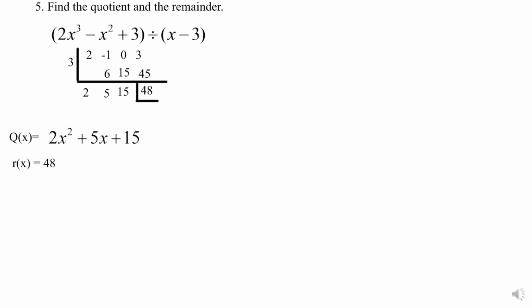You multiply 5 times 3. The 15 goes in the box under 0. You add and get 15. You multiply 15 times 3. The 45 goes inside the box under 3. You add and get 48. The remainder is 48, and the quotient is 2x squared plus 5x plus 15.